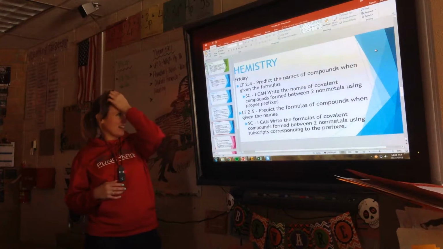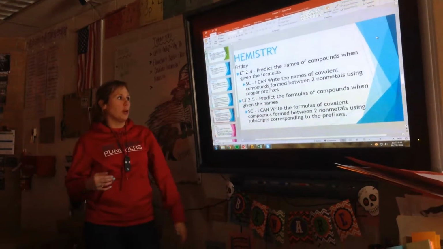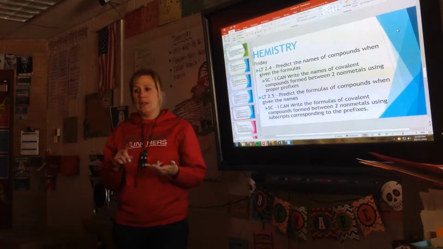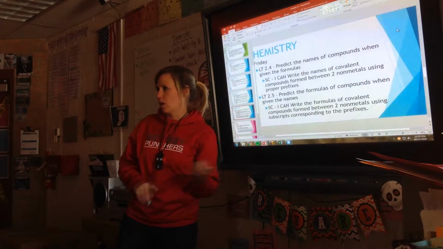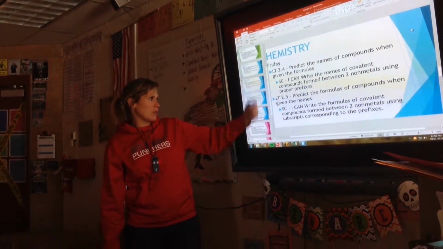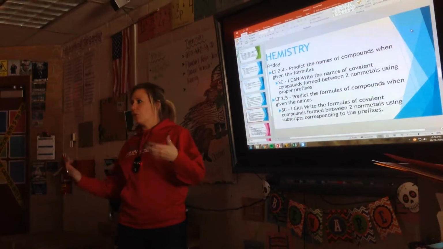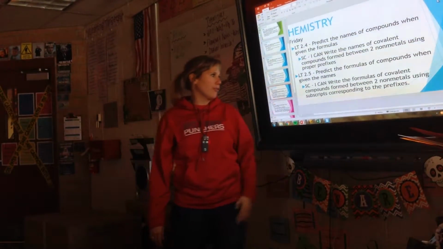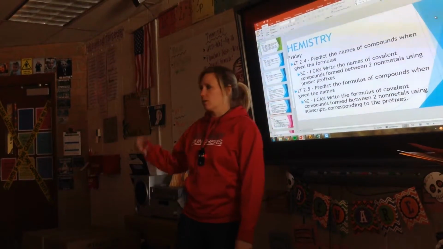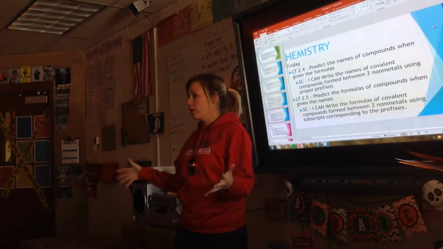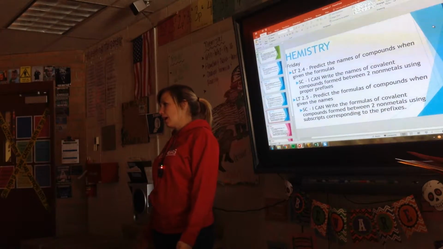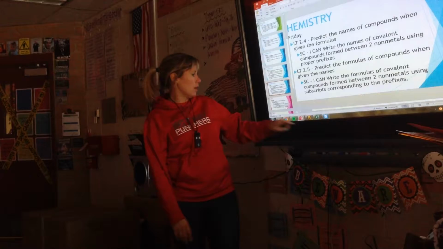Alright guys, your learning targets today basically are to be able to write formulas and names for covalent compounds. Okay? So you can write the names of covalent compounds if given a formula, or if given the name, you can go backwards and write the formula. We're only looking at covalent compounds today. Next week we'll start looking at ions.